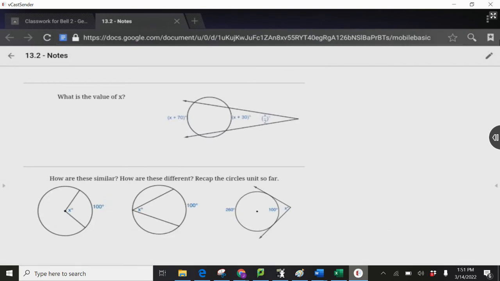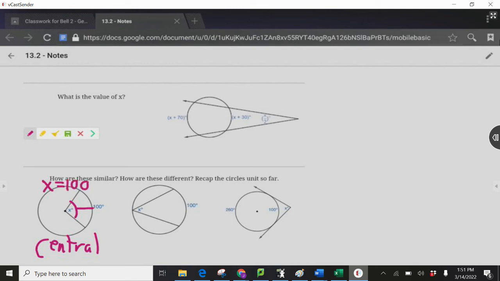All right, so what have we learned so far? Here are our three concepts that we've got at this point. First, we have the central angle. Central angle is always equal to its arc, so x would be 100 in this case. Second, we have inscribed. Inscribed is always half of its arc. So our arc is 100, and the inscribed angle would be 50.